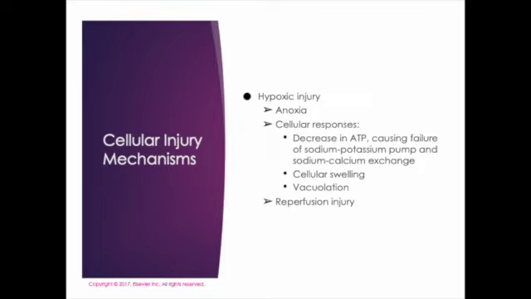Cellular responses can also cause hypoxic injury. When we have a decrease in ATP, this is going to actually cause a failure of our sodium-potassium pump. And with that, the sodium-calcium exchange that occurs. Then sodium and calcium are going to accumulate inside the cells, pushing potassium outside the cell. Can cause cellular swelling because there's a movement of sodium inside the cells.